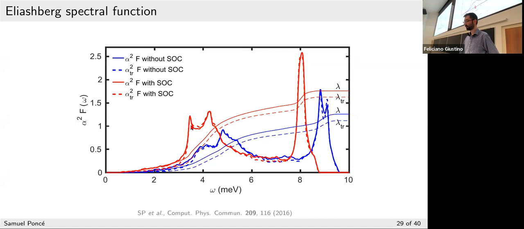And so this is the difference between the transport and the normal Eliashberg spectral function. And you can see that they are relatively close. So this is the comparison between the dash and the plane line. But what really matters in lead is whether you include spin-orbit coupling or not. Because lead is a very heavy material, and therefore you want to have spin-orbit coupling.